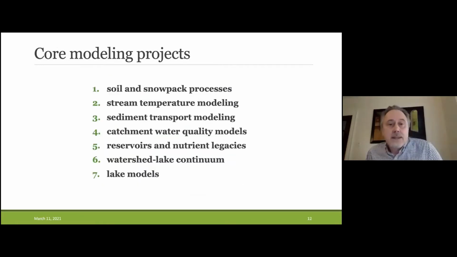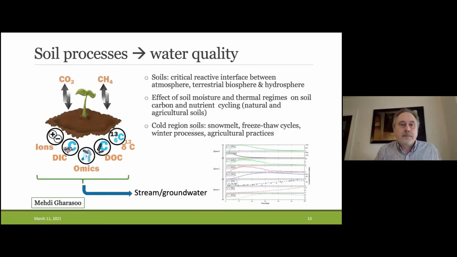All right, so let's now look at some of the ongoing projects or finished projects within the core modeling group. We'll talk about soil and snowpack processes, stream temperature modeling, sediment transport modeling, catchment water quality models, reservoirs and nutrient legacies, talk about the watershed-lake linkages, and then finish with some examples of lake modeling work. So as I said, in the upcoming slides, down here we'll always mark the name of the person that is conducting or carrying out the project.